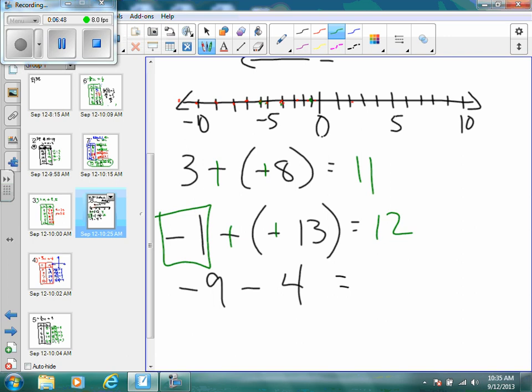And then finally, the -9, which is there. No parentheses, no confusion, just a subtraction sign, which means go to the left. 4 places, Sophia, -13.